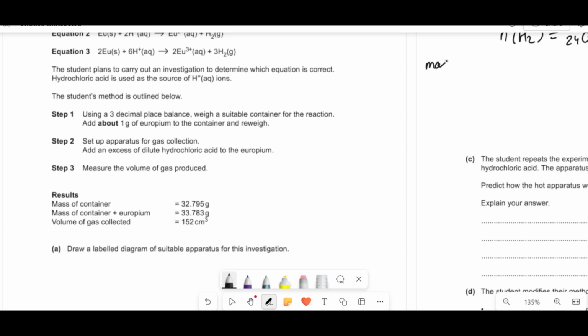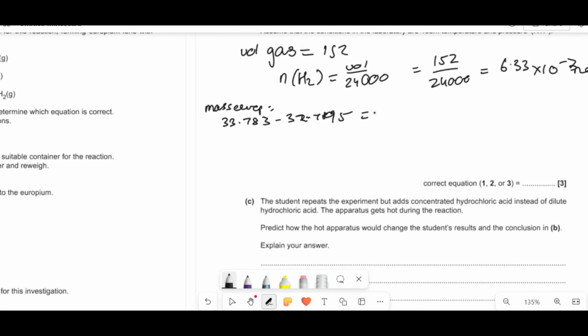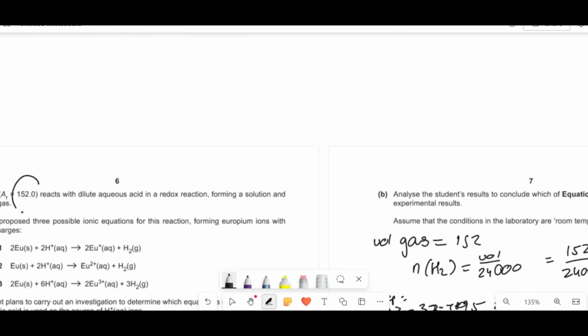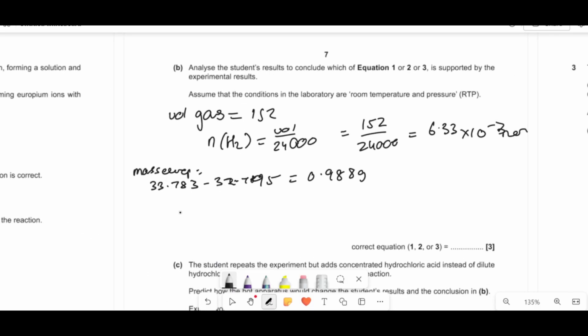So we can work out the mass of europium by doing 33.783 minus 32.78795, right? If we do that, we get 0.988 grams. That's how much mass of europium we have. We know its AR is 152, so we can work out the moles of it, because that's how much needed to react to eventually give you this, or how much of this came out from reacting this much.